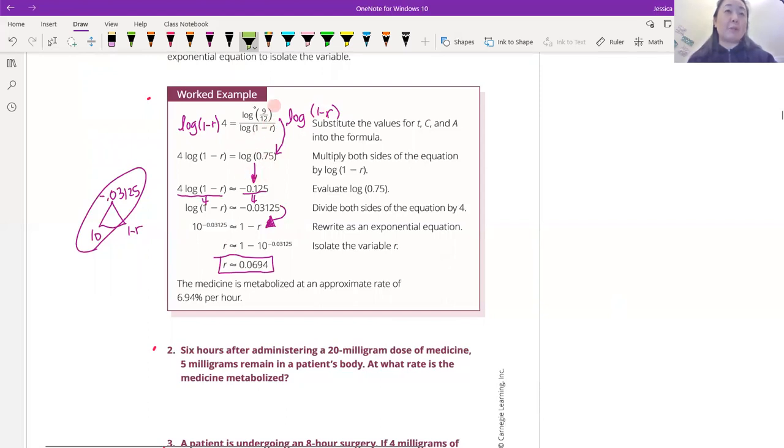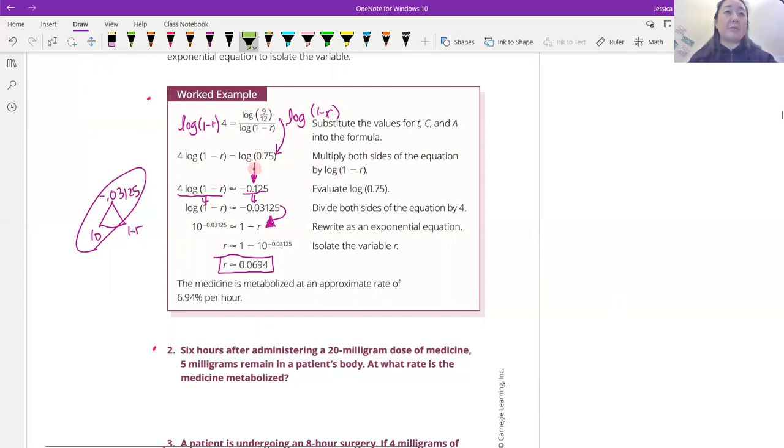So which means they must have multiplied both sides by log of 1 minus R, is what I was trying to say, right? And if you look right here, it says multiply both sides of the equation by log of 1 minus R. Yay. And so that's what they did. So I like to visually do that here, just writing it down.